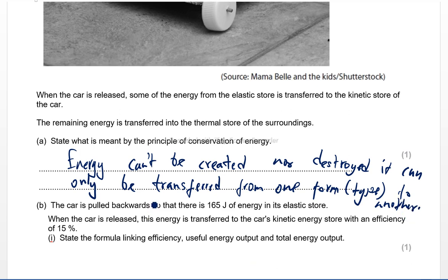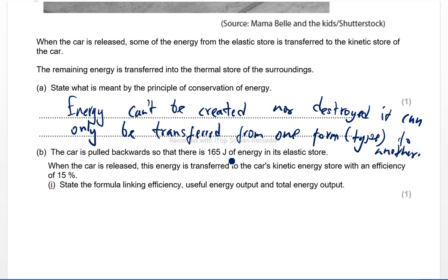Okay, children, right? The car is pulled backwards, so there is 165 joules of energy in its elastic store. What does the question say? Is there any useful information? Okay, we'll see. So the elastic store is the initial starting energy, that's the total energy. You have to understand it's the total energy, right? When the car is released, the energy transfers to the car's kinetic energy store with an efficiency of 15%. So 15% is the what? Kinetic energy. State the formula linking efficiency, useful energy output and the total energy output.